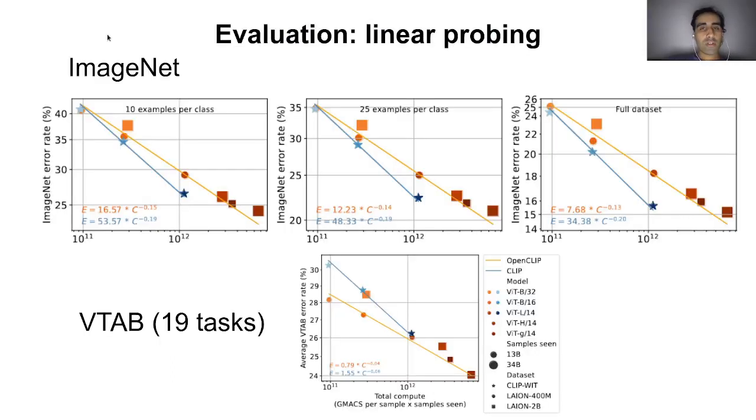We also evaluate the models on few-shot and full-shot linear probing and observe consistent improvement with scale. In this case, we show few-shot and full-shot linear probing on ImageNet, and also full-shot linear probing on VTAB, which is a set of 19 tasks that include a variety of domains.